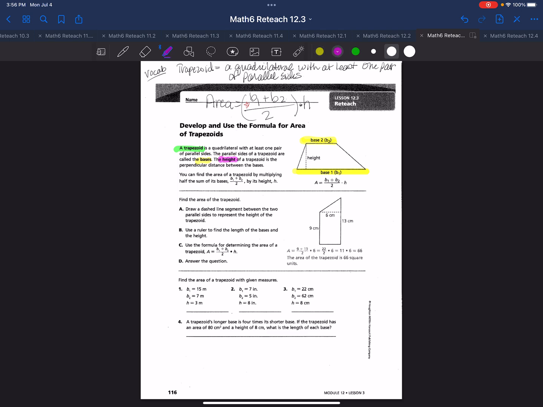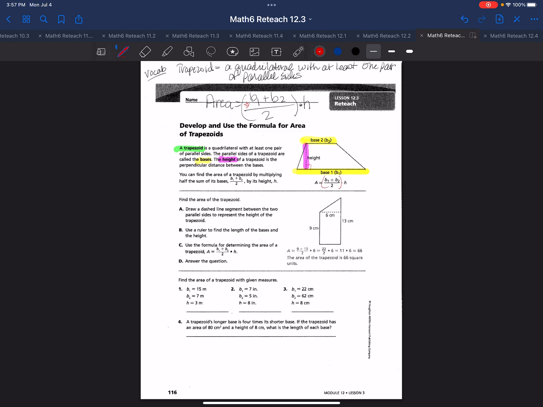The height of a trapezoid is the perpendicular distance between the bases. So again, it has to be perpendicular. This has to form a right angle to the bases. You can find the area of the trapezoid by multiplying the sum of base 1 and base 2 divided by 2 times h. I like to use the grouping symbol around that portion of the formula just to remind me to do that all first and then multiply it by the height.